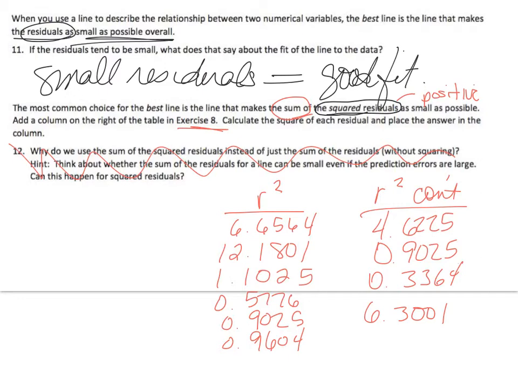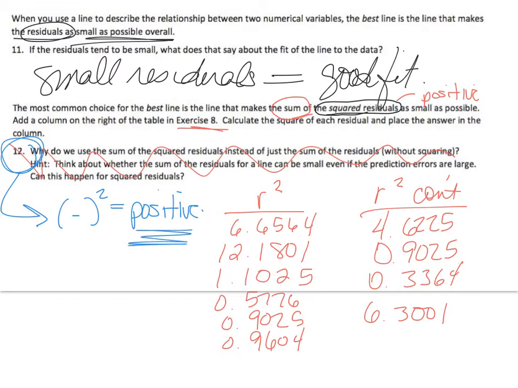I can't erase it, but I'm going to work on number 12 now. If we can read that through my scribbles: why do we use the sum of the squared residuals instead of just the sum of the residuals? When I square them, if I have a negative number and I square it, it becomes a positive number. So I'm squaring all of the residuals to ensure that they're all positive, so that when I add them together, I get an actual sum.